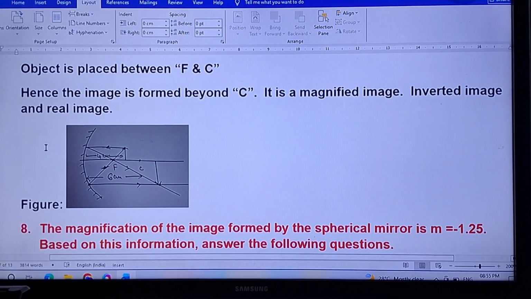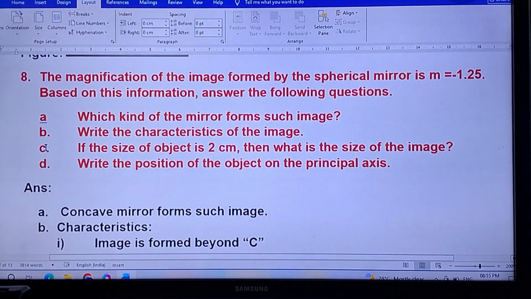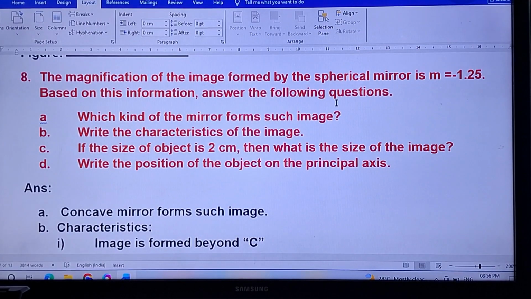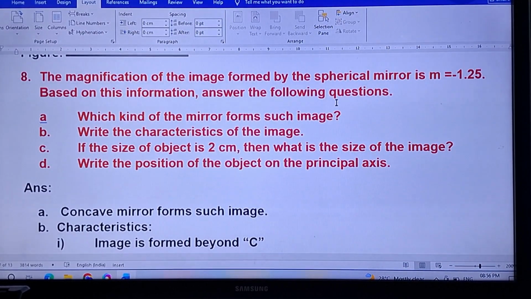These are the two figures they have asked you to draw, children. Next question, the eighth question. Magnification of the image formed by a spherical mirror is minus 1.25. Based on this information, answer the following questions. Earlier I told you, if magnification is less than 1, it is a diminished image. If magnification is 1, it is of the same size as the object. If magnification is more than 1, it is a magnified image. So here M is minus 1.25, which means it is a magnified image.